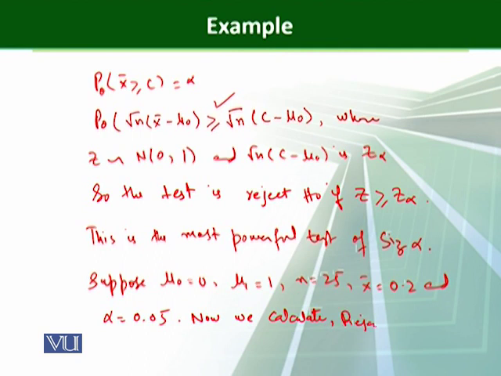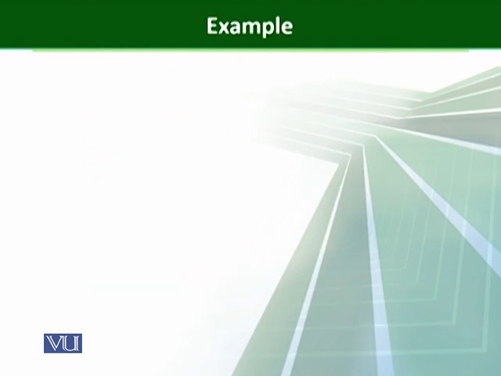Reject H naught if z is greater than z alpha. So z basically is equal to under root n, that is 5, into 0.2 minus 0. So that is actually equal to 1, and z alpha, for alpha 0.05, we know its value is 1.645.